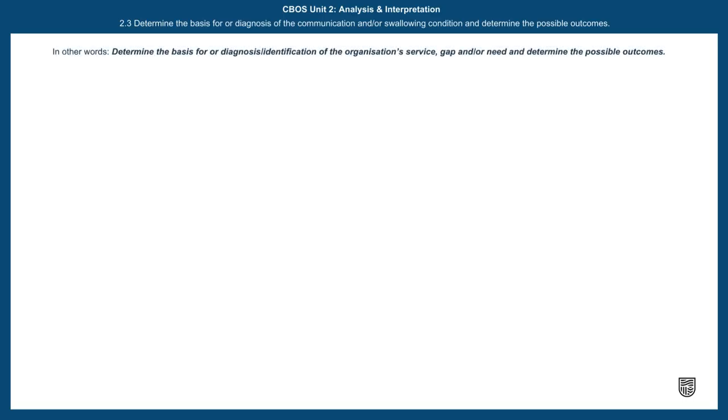Moving to the Occupational Standards Unit 2, Analysis and Interpretation, Element 2.3 states, students should determine the basis for or diagnosis of the communication and/or swallowing condition and determine the possible outcomes. In other words, determine the basis for or diagnosis identification of the organisation's service, gap and/or need and determine the possible outcomes. There are lots of actions that the student should do to support this element, but I want to focus on 4 of those.